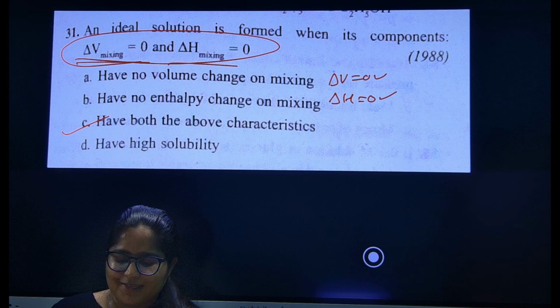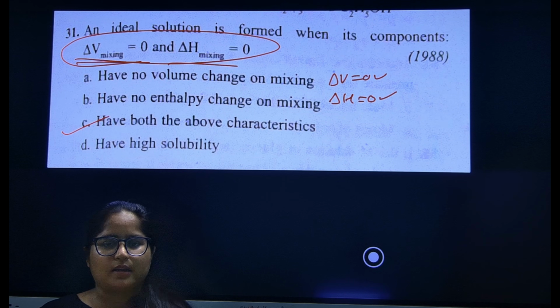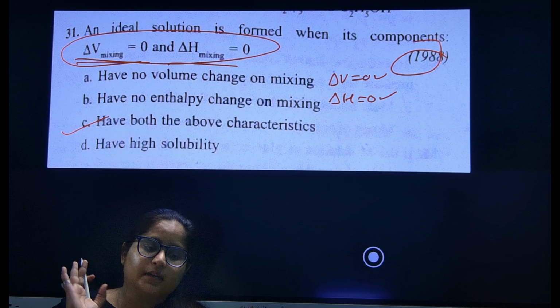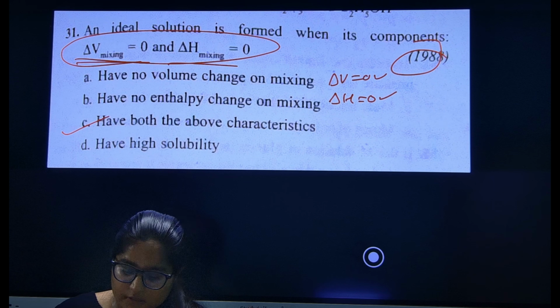What type of question is it? They have already given in the question delta V 0, delta H 0, and then again they are asking 0 or not. Already they have given. Okay, fine, 1988. It is old time. Now they will not ask this much easy.